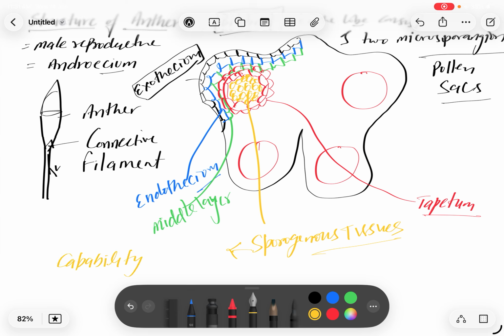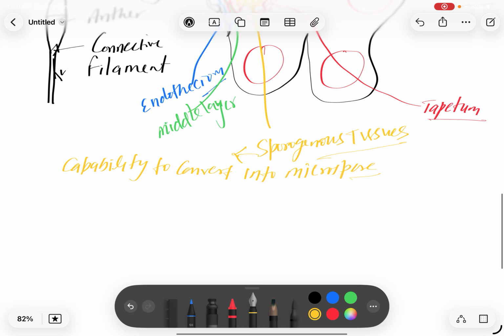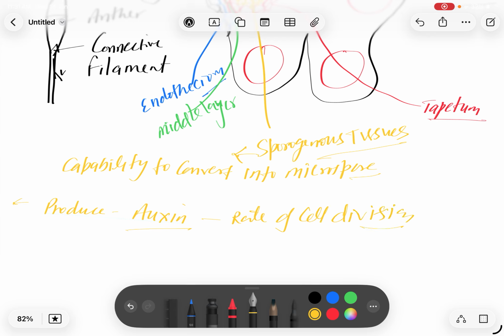Each sporogenous tissue has the capability to convert into microspores. The cells of tapetum have many functions. It produces auxin hormone, which increases the rate of cell division and increases microspore formation.